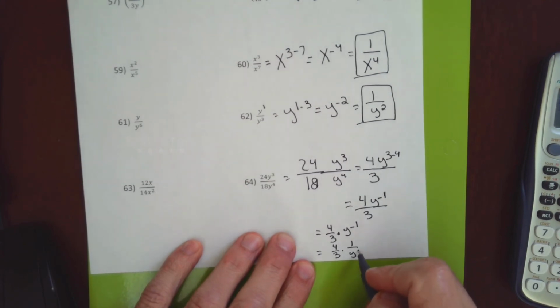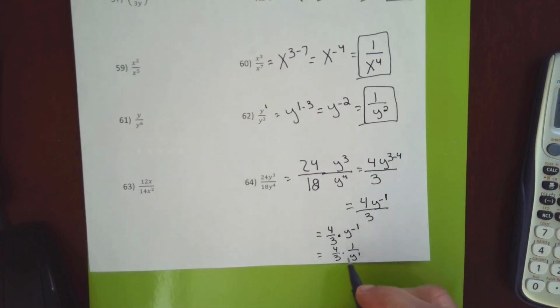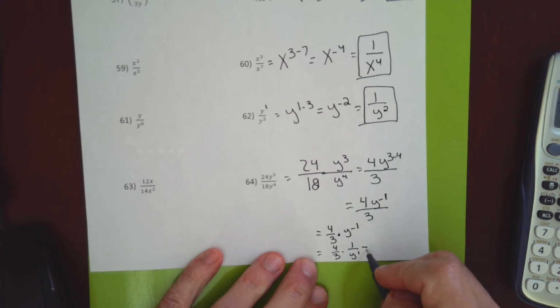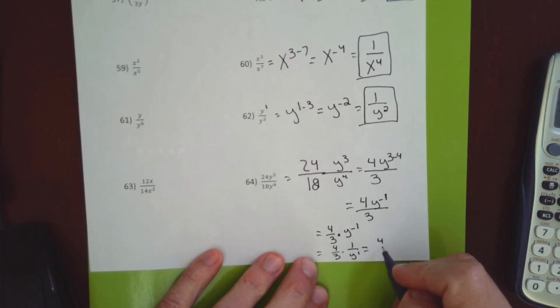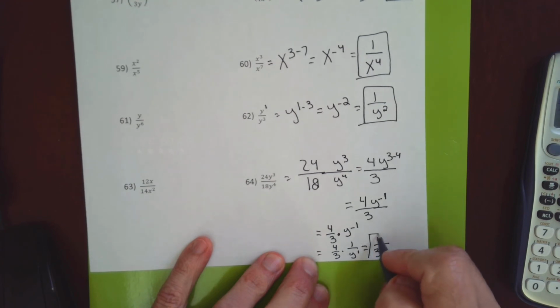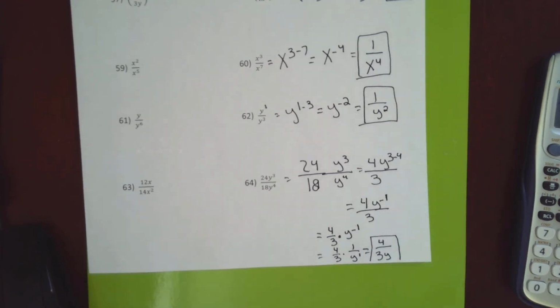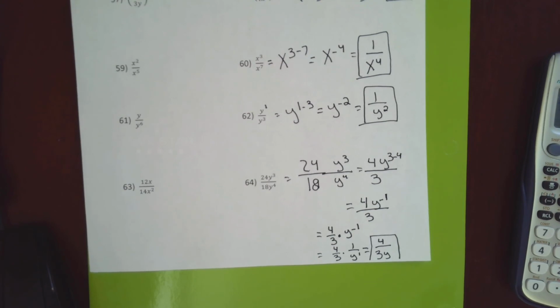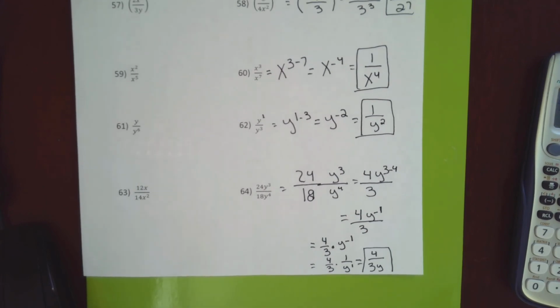So I can think of this as 4/3 times y to the negative 1, or 4/3 times 1 over y. And then I'm going to multiply across. I'm going to go 4 times 1 is 4. 3 times y to the first is 3y to the first. And I don't need to write that exponent of 1. That's the proper way to do each one of these problems, 60, 62, and 64. That's not the way I generally do these.